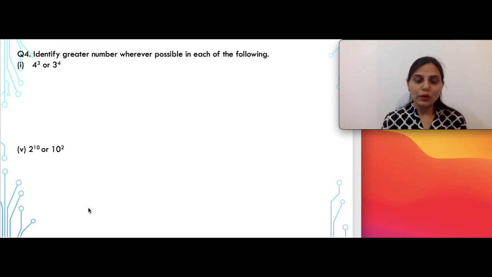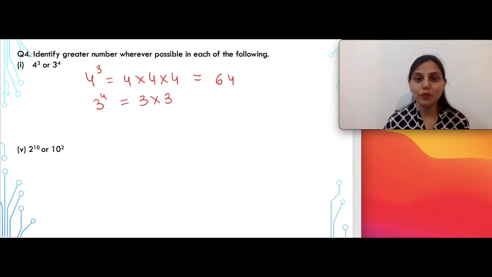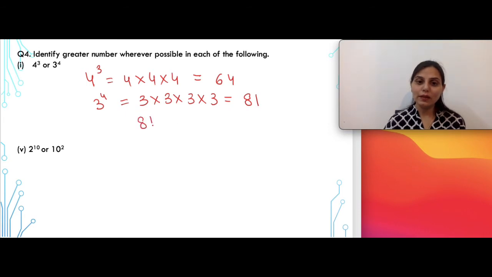Moving on to the next one now, we need to identify which of these numbers is greater. So for this we need to find the value of each of them and then we can compare both of them. So for the first part, 4 cube. 4 cube means it can be written as 4 multiplied by 4 multiplied by 4, which will give you the answer as 64. Similarly, 3 raised to power 4 means 3 has to be multiplied 4 times. So in the expanded form, it can be written as 3 multiplied by 3 multiplied by 3 multiplied by 3, which on solving will give you the answer as 81. Now clearly 81 is greater than 64, which implies 3 raised to the power 4 is greater than 4 cube.